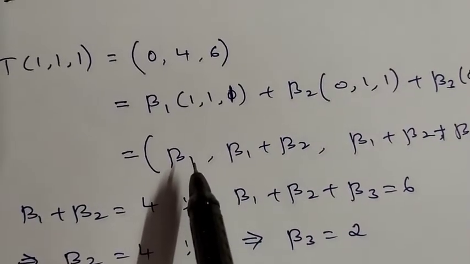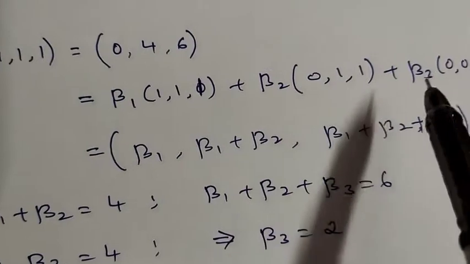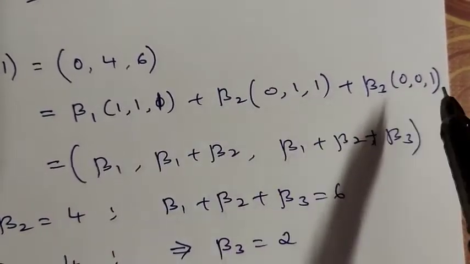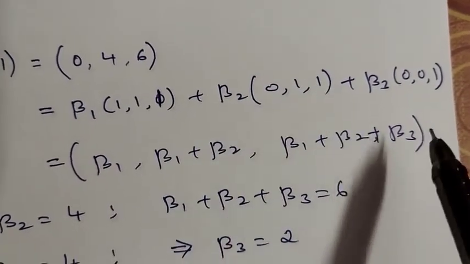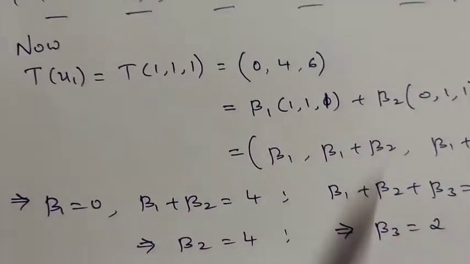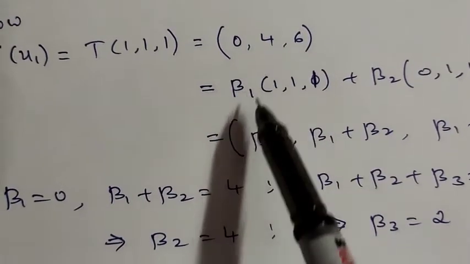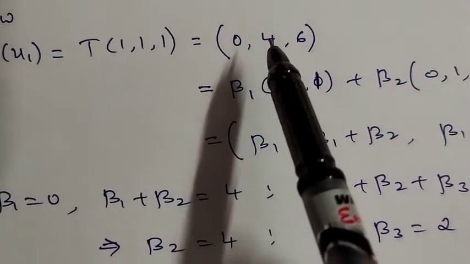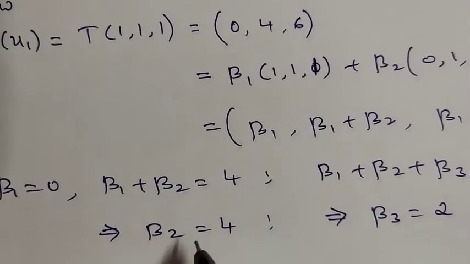So this implies it is equal to: first coordinate beta 1, next coordinate beta 1 plus beta 2, next beta 1 plus beta 2 plus beta 3. Therefore you equate on both sides. What do you get? 0 4 6 means beta 1 is equal to 0, beta 1 plus beta 2 is equal to 4. Beta 1 plus beta 2 equal to 4 and beta 1 being 0 means beta 2 is 4.